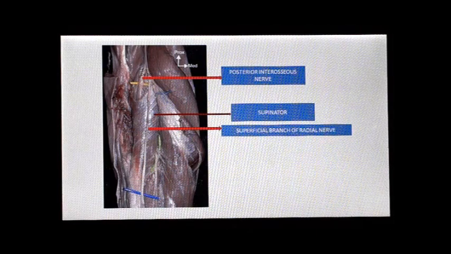So we can see here posterior interosseous nerve going deeper to supinator and exiting out here, and this is the superficial branch of radial nerve. This is one more picture to show the posterior interosseous nerve in the extensor compartment.